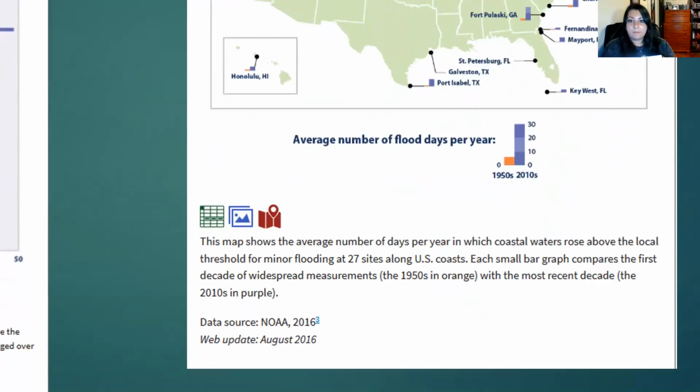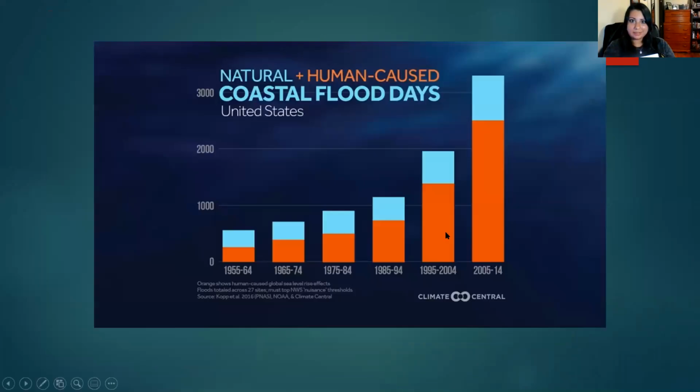So this map shows the average number of days per year in which coastal waters rose above the local threshold for minor flooding at 27 sites along the U.S. cities. So I apologize, I think the same number of cities. But it is clear that we've had a massive impact.